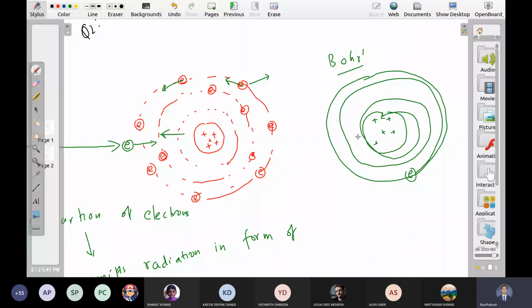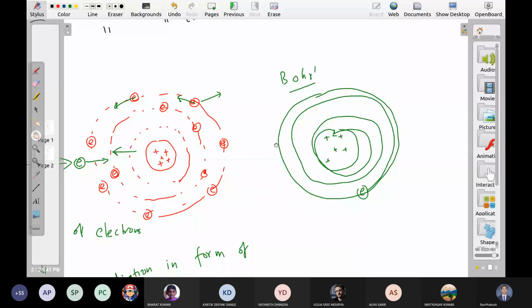Then Bohr said that this is true, but for some particular orbits, this phenomenon does not happen. कुछ particular orbit के लिए ये phenomena नहीं होगा. क्या है वो orbit? For those orbits, we have this relation. ये relation कहाँ से आया? उस टाइम कोई जवाब नहीं था इसका। क्यों इन ऑर्बिट्स के लिए नहीं होगा, इसका भी कोई जवाब नहीं था.